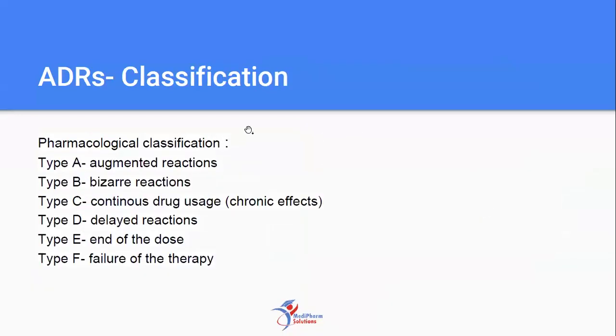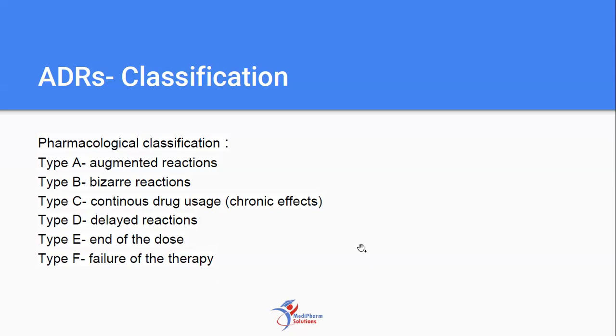Coming to the classifications of adverse drug reactions, this is very important and I will be explaining all of these in detail in the next slide. Okay. So type A is augmented reactions, B for bizarre reactions, C for continuous drug usage, D for delayed reactions, E for end of the dose, and F for failure of therapy. We are going to expand and see.